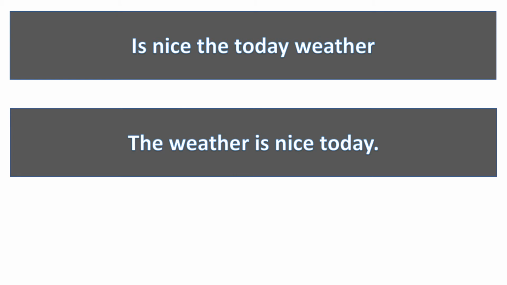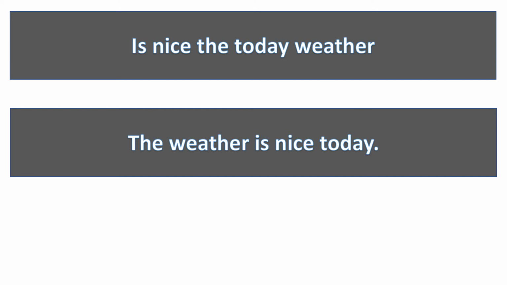Now let us see this. The weather is nice today. Same words, the same 5 words are here, but they are placed in a correct order, in a right order, in a proper order, so that now they make some sense together. The weather is nice today. So from these two examples, I think you might have understood what a sentence is.